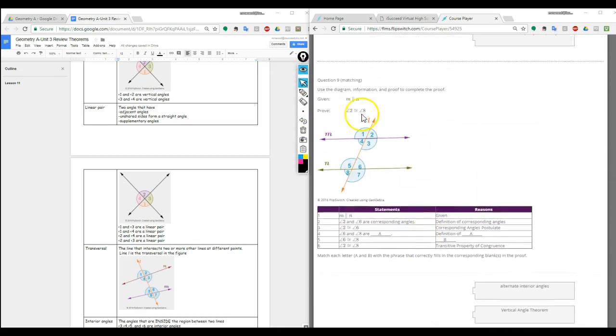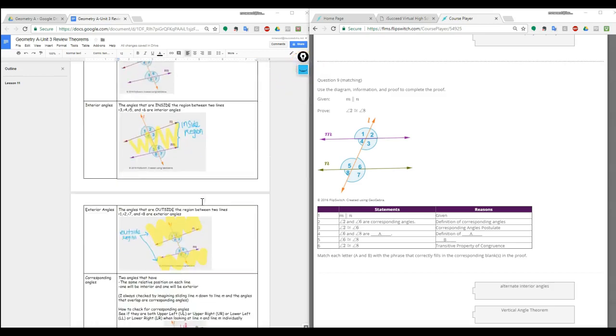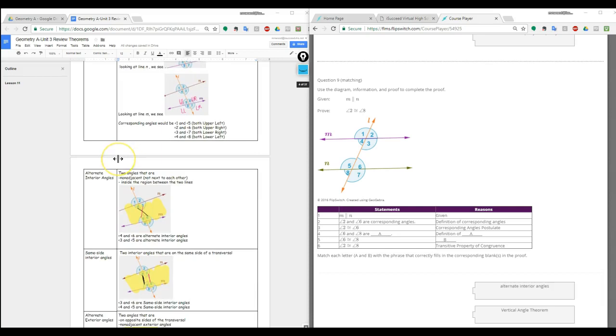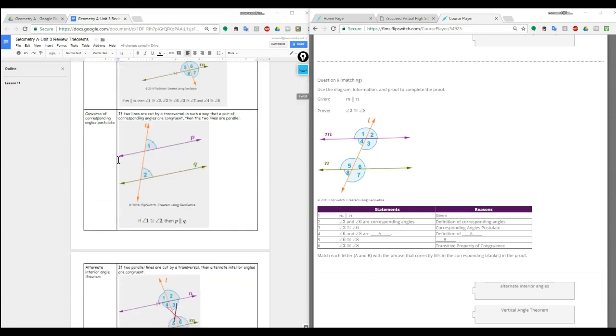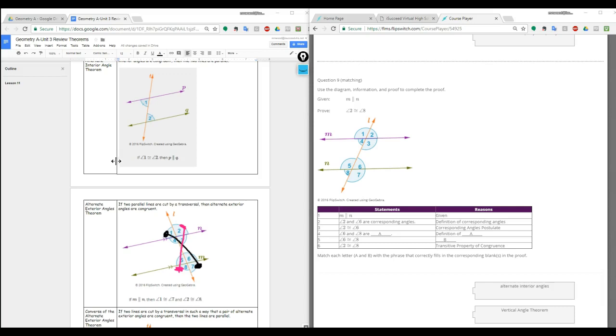Our second one, use the diagram, information, and proof to complete the proof. Given line M is parallel to line N, prove that angle 2 is congruent to angle 8. So on this we're proving that angle 2 is congruent to angle 8. This is proving our alternate exterior angles. So if I wanted to scan for an example proof, maybe there is one.